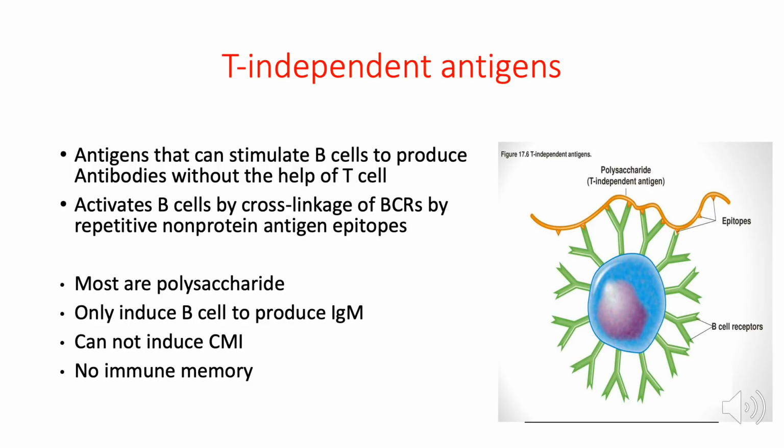And what these repeating subunits or epitopes will do, they will cross-link the B cell receptors. And the cross-linking, just like what is shown in the picture, will be enough to activate that B cell without the help of T cell to become a plasma cell. And that plasma cell now will produce IgM. Doc, why only IgM? Because class switching is not possible with T-independent antigens because they did not activate T helper cells, which are the ones that will instruct the B cell to do class switching.